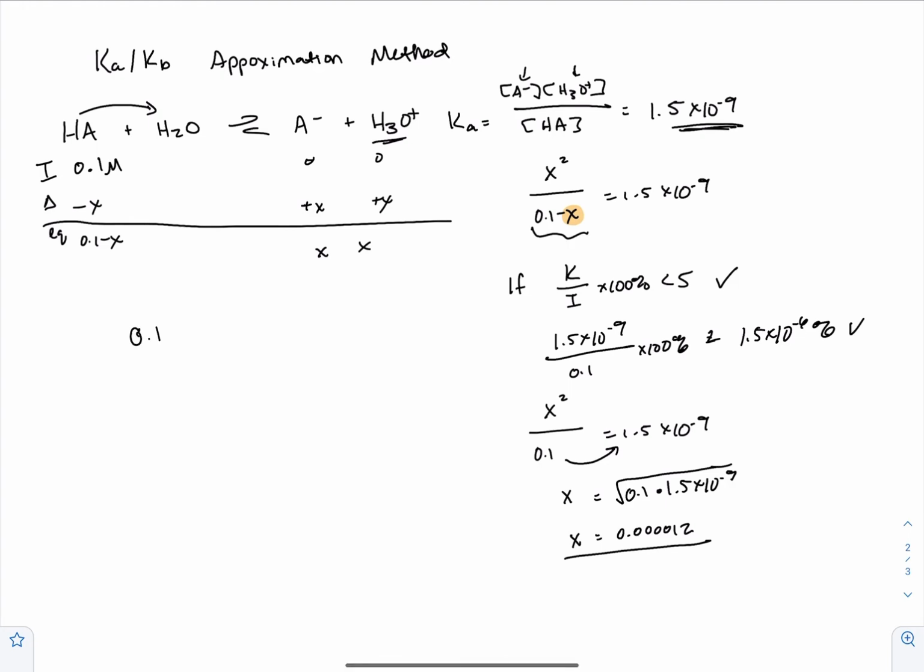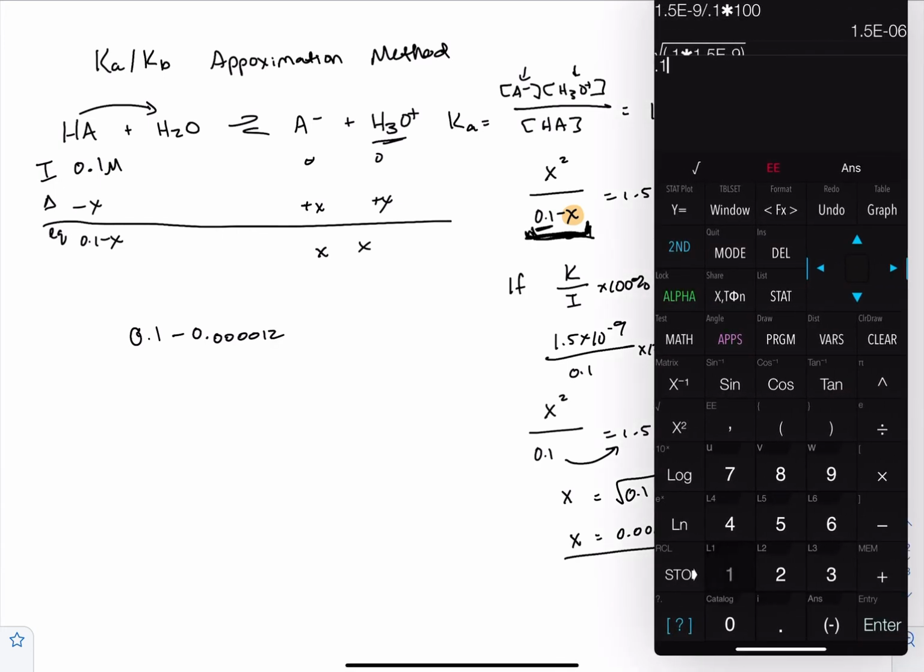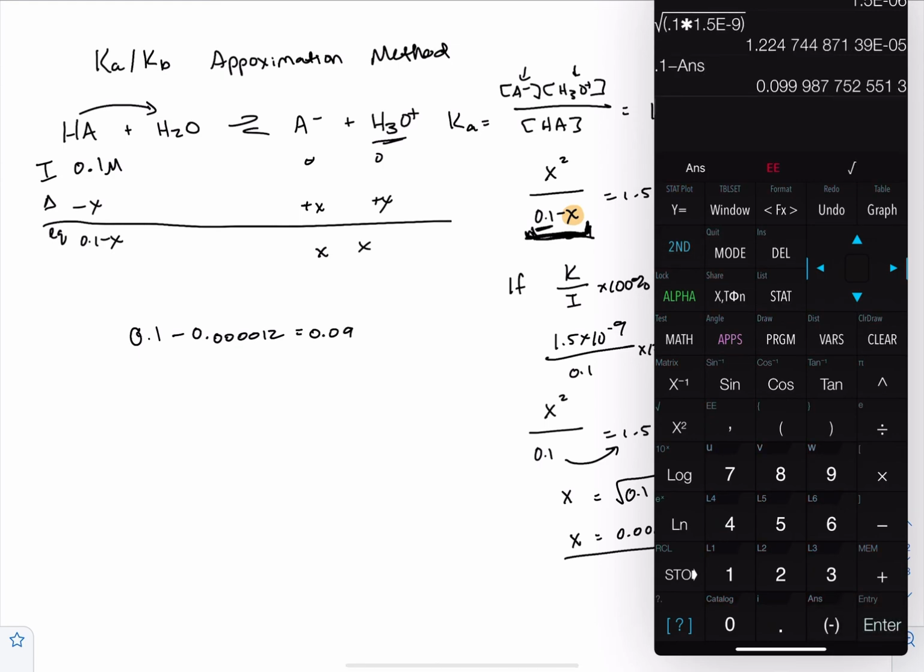If I got this answer for x, what I need to have happen is that regardless of what x is, it needs to be negligible or not matter compared to that 0.1. So I basically need to get 0.1 at the end. So I'm going to open the calculator: 0.1 minus the answer I just had. So I get 0.099987775, blah, blah, blah.